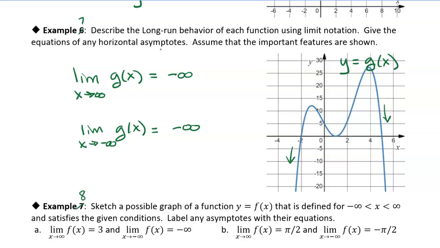And remember that if there are any asymptotes, then the limit approaches some constant value. Now, negative infinity is not a constant value. That's not a number. It just gets bigger and bigger. It's not a constant. So there are no asymptotes for this function.